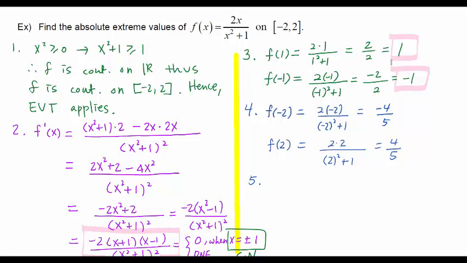So let's now make a conclusion. You have absolute max. What's the absolute maximum value? 1 at x equal 1. And you also have absolute min, and it is -1 at x equal -1.